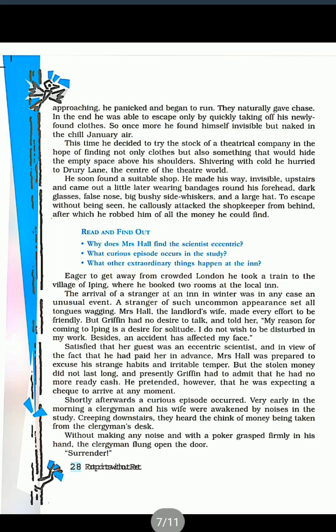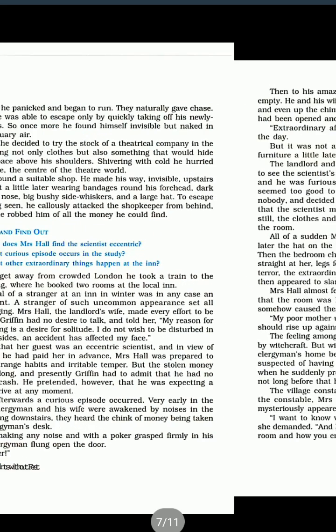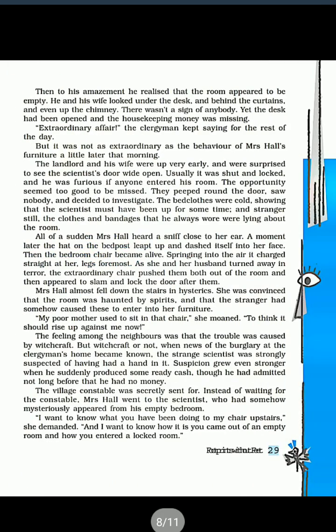A strange episode occurred. A clergyman, means a priest, and his wife were awakened by noises in the study very early in the morning. They came downstairs and heard the chink of money being taken from the desk with a poker. Poker means a metal rod in his hand. The clergyman flung open the door. He shouted, "Surrender." He was surprised to see the room empty. They looked under the desk, behind the curtains, and even up the chimney. No one was there. They found the desk open and the money was missing. They were highly surprised, couldn't understand anything.